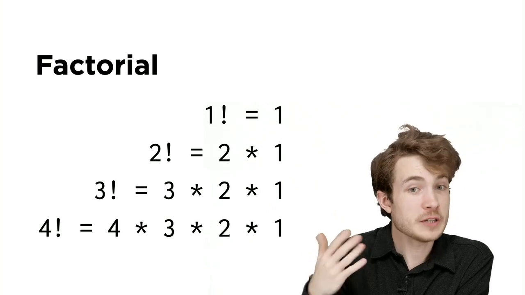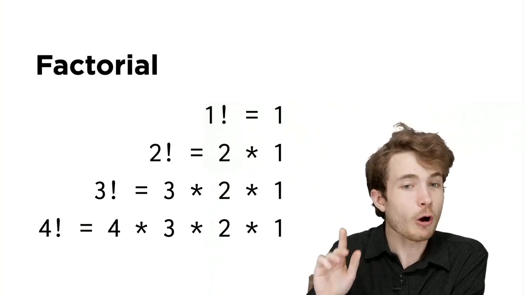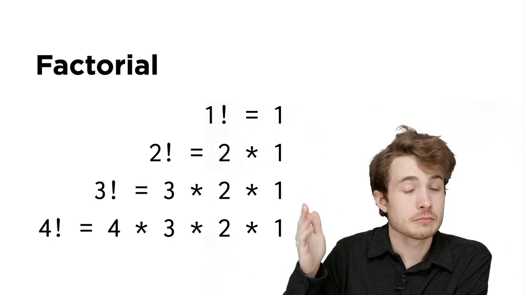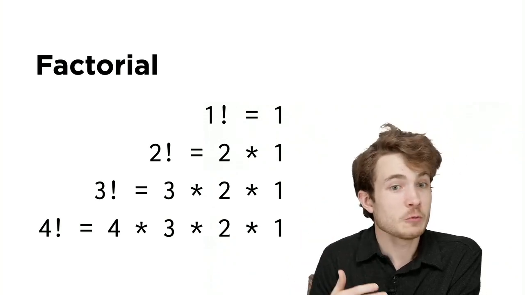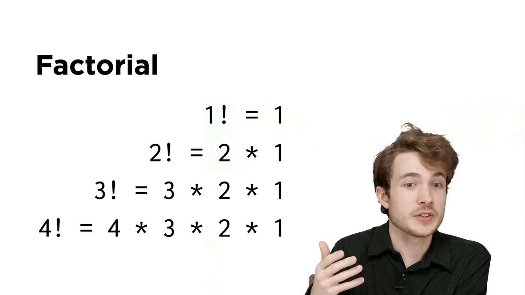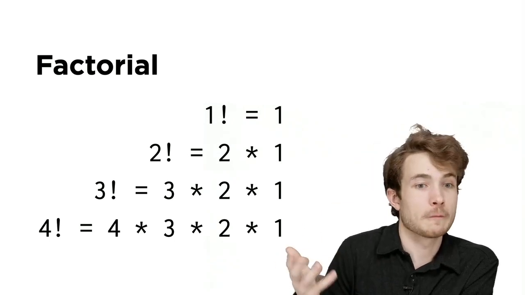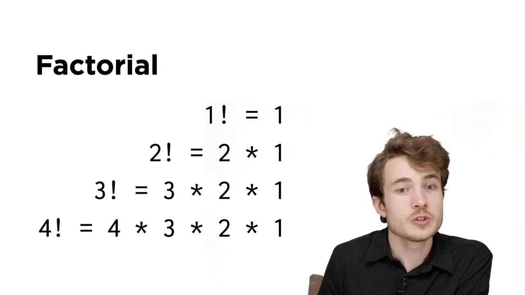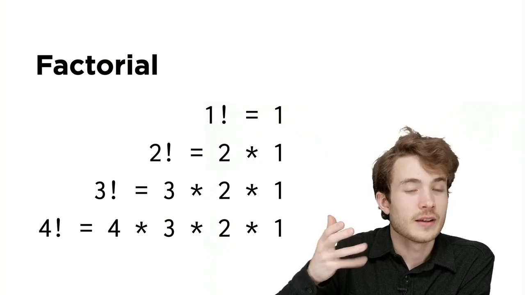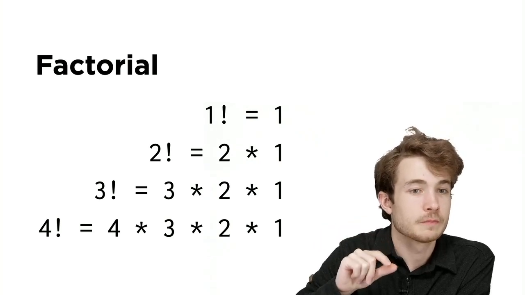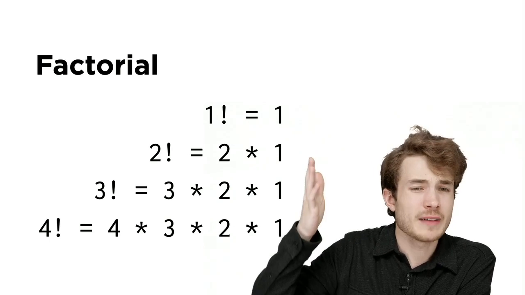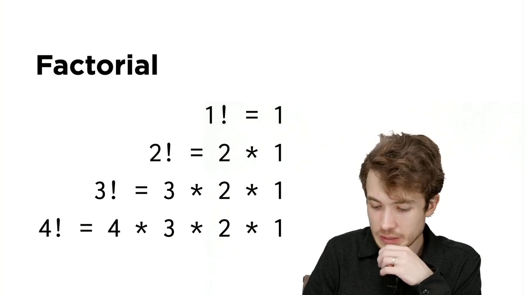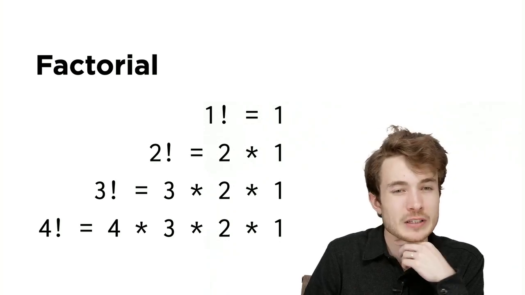And similarly for 3 factorial, it looks to me like we could solve that problem by saying 3 factorial is just 3 times 2 factorial. And same thing with 4. We could say 4 factorial is just 4 times 3 factorial, and so on and so forth. So we're able to find a solution to this problem in a smaller version of that problem. Until, of course, we get down to 1 factorial, and we just say that is just 1 in the end.